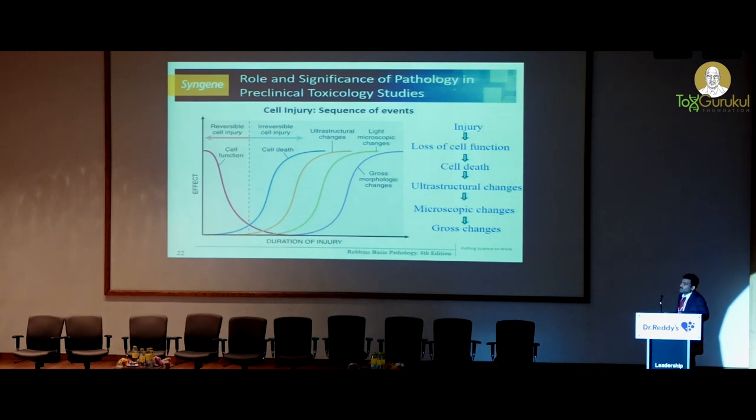If the toxicant is removed, the cell will come back to normal and start to function. The next phase is, if the injury is not reversible, then it enters into cell death. After cell death, it takes some time for the ultrastructural changes, which are followed by the microscopic change and the gross morphologic change. So when you see the gross morphologic change at necropsy, a lot has already happened at the cellular level. So you can see the microscopic findings.